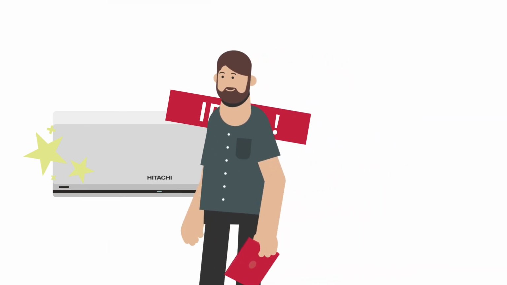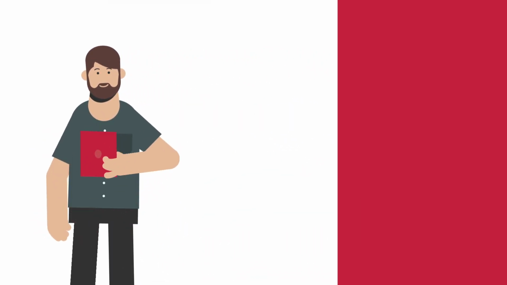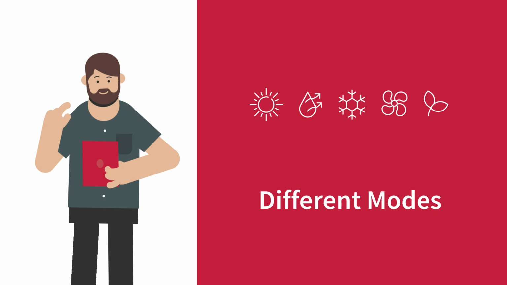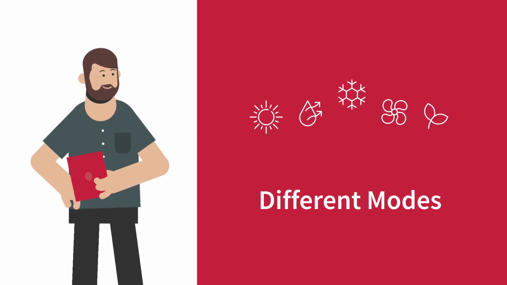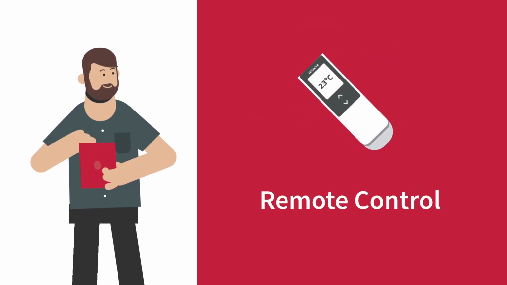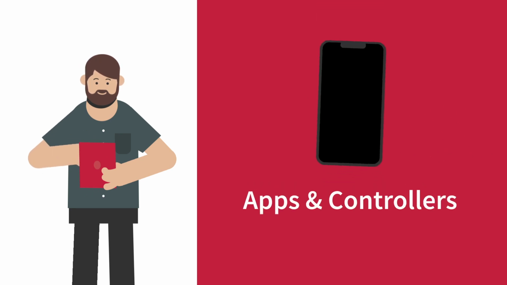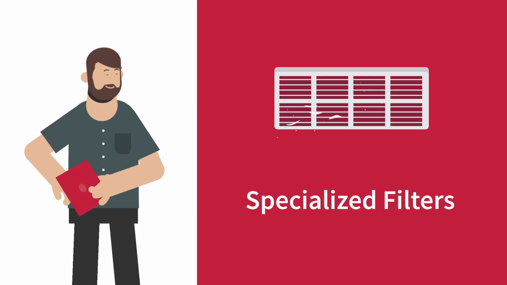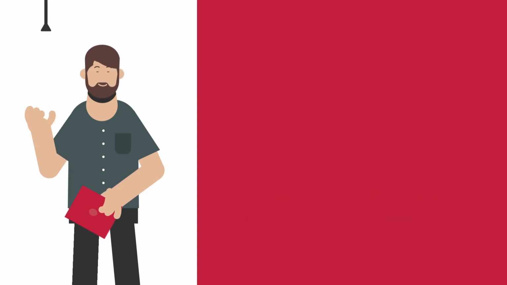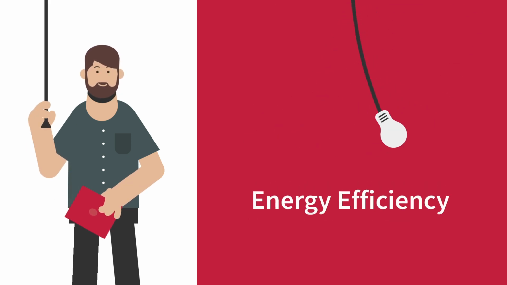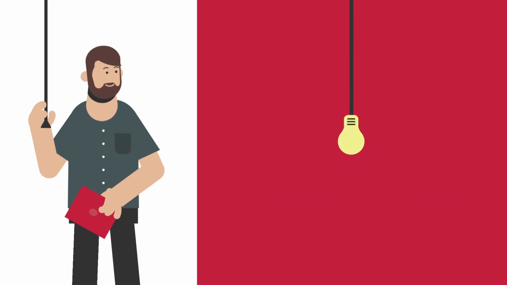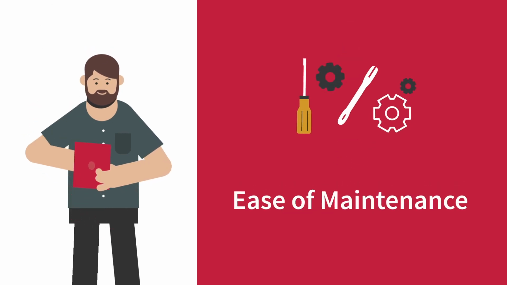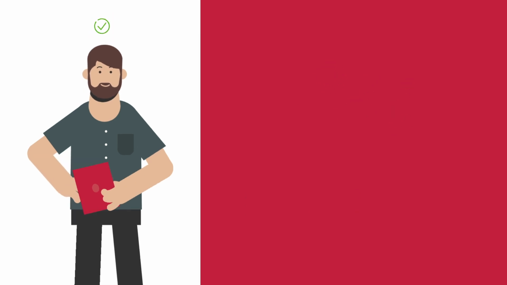Remember, the ideal unit should also include features that guarantee optimal performance and complete comfort. Let's check them out. Different modes to customize your unit's performance. A remote control for easier use, or apps that turn your phone into a smart remote control. Specialized filters to purify air and improve its quality. Energy-efficient operation, better for your wallet and the environment. Ease of maintenance and self-cleaning features to ensure your comfort and the longevity of your equipment.